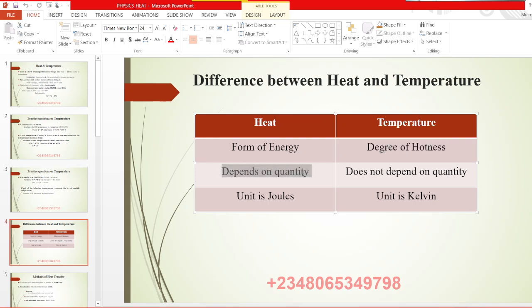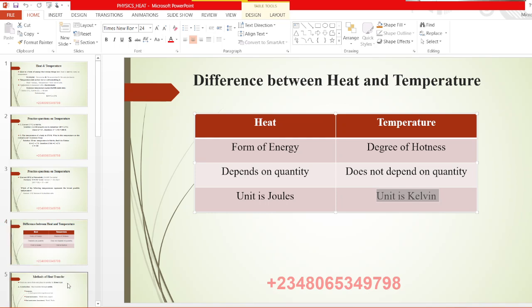Yes, the amount of energy you apply will determine the heat that will be generated. But temperature does not depend on quantity. Please take note of that. The SI unit for heat is joules, and the SI unit of temperature is what? Kelvin. So as long as you recall that heat is a form of energy and temperature is the degree of hotness, you have actually solved one or two problems before answering any question on JAM.